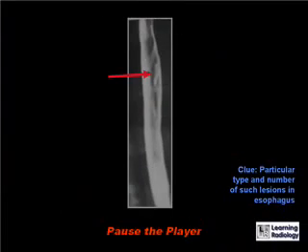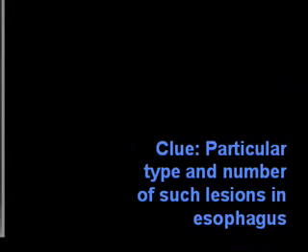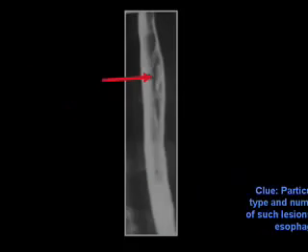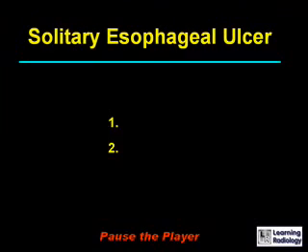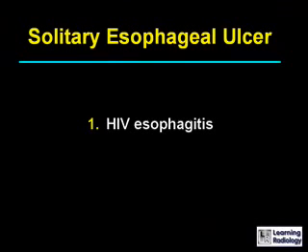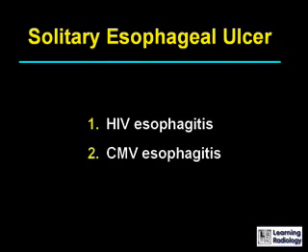This is the next differential. The differential is of a solitary esophageal ulcer. There are 2 causes. The 2 causes for a solitary esophageal ulcer are HIV esophagitis and CMV esophagitis.